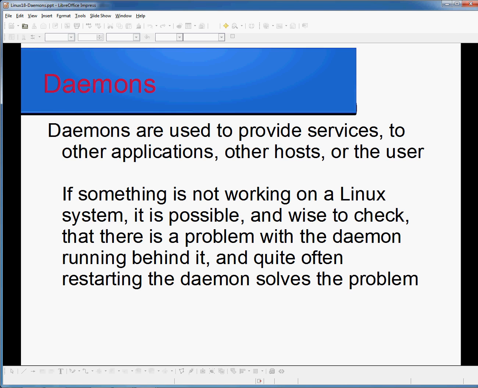Generally speaking, if something in a Linux system isn't working, good chance that the daemon needs to be restarted, or something similar to that effect. It might need to be updated and wasn't. So these are things to keep in mind.